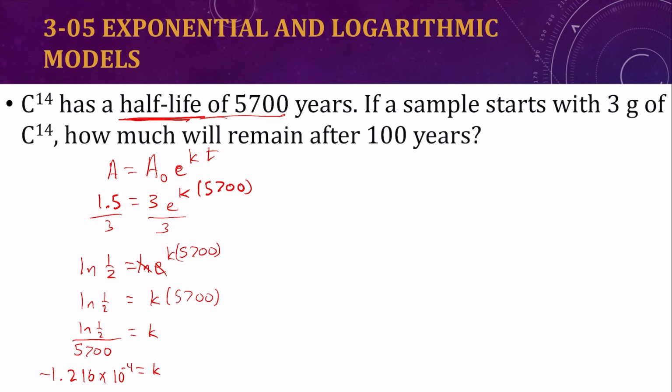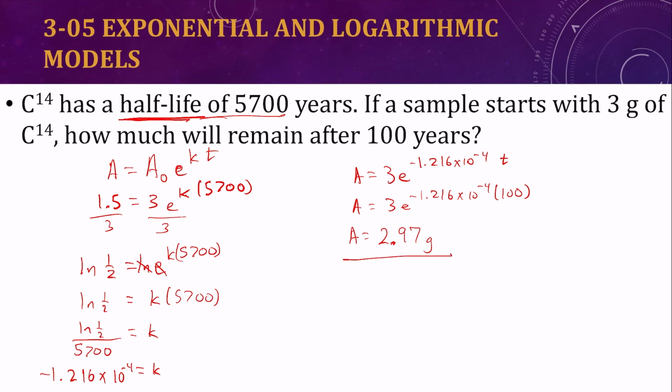So now we can write our model again. A equals, we're starting with 3, e to the K times our time. All right, our time, it says, is 100 years. So we'll plug in 100 for our time. And we run that whole thing through the calculator, and we get 2.97 grams, which isn't much different from our 3 grams, but it's only 100 years compared to the 5,700 for half of it to go away.